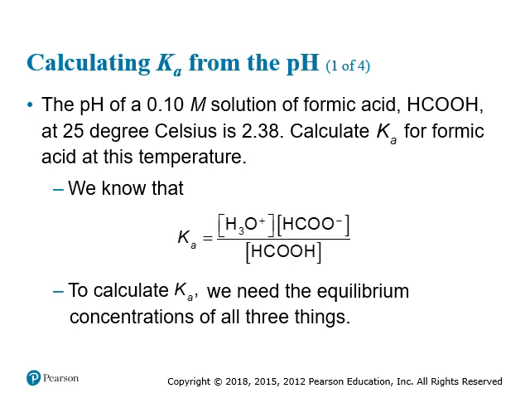So here goes. The pH of a 0.1 molar solution of formic acid at 25 degrees Celsius is 2.38. Calculate the Ka value for formic acid at this temperature. Well, if we know the formula for formic acid to be HCOOH, then we can write the acid dissociation equation suggesting that formic acid reacting with water will give rise to the hydronium ion and the formate anion.